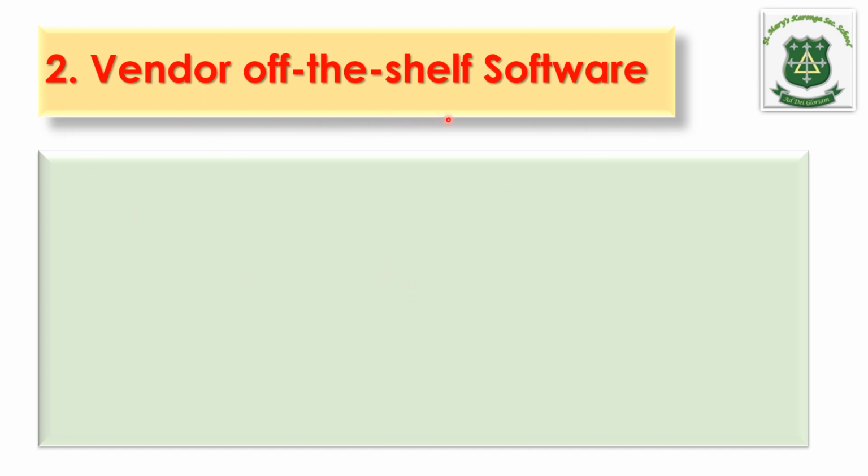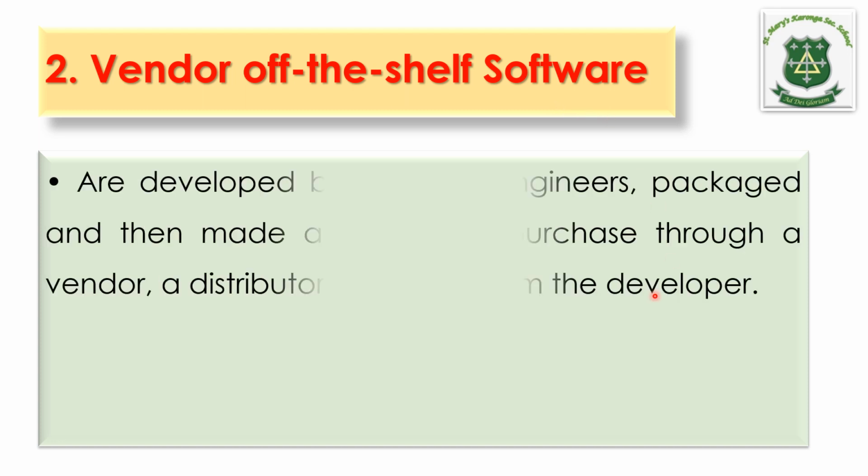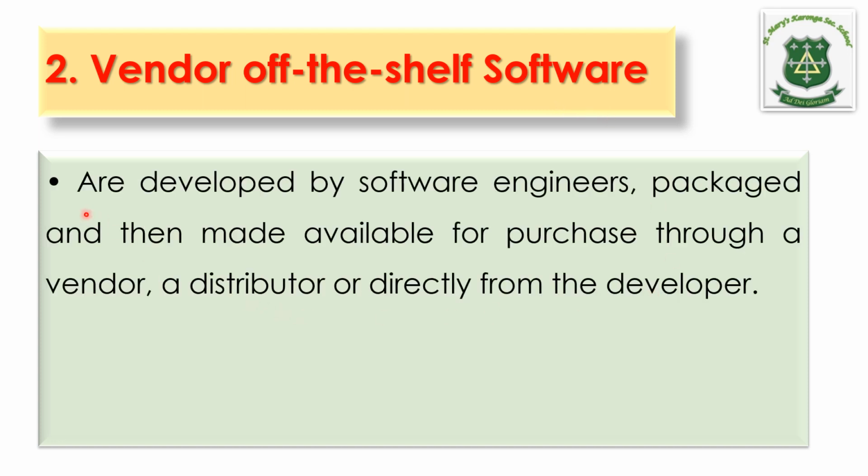And number two, we have the vendor off-the-shelf software. What is this? So these are programs developed by software engineers, packaged and then made available for purchase through a vendor, a distributor, or directly from a developer. So these ones are developed by developers or software engineers. Then from there, they are distributed to people either through agents or other distributors.